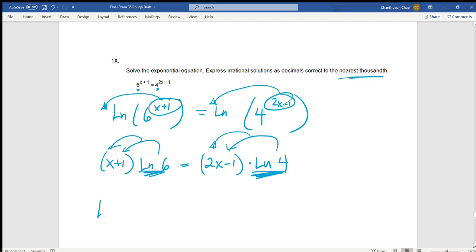So this gives me the natural log of 6 times x plus the natural log of 6 equals 2x times the natural log of 4 minus the natural log of 4. So be careful, we're multiplying natural log of 6 times x and then times the 1. Here we're multiplying the natural log of 4 times 2x and then times the negative 1.